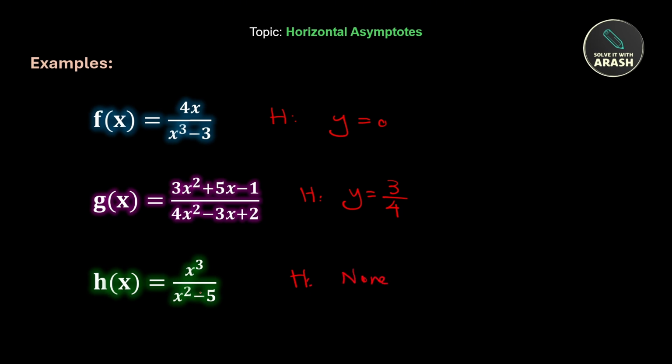And there is a possibility for an oblique or slant asymptote, which is not our main focus in this video. But again, you can watch the video on oblique asymptotes and learn how to derive the equation of the oblique asymptote.